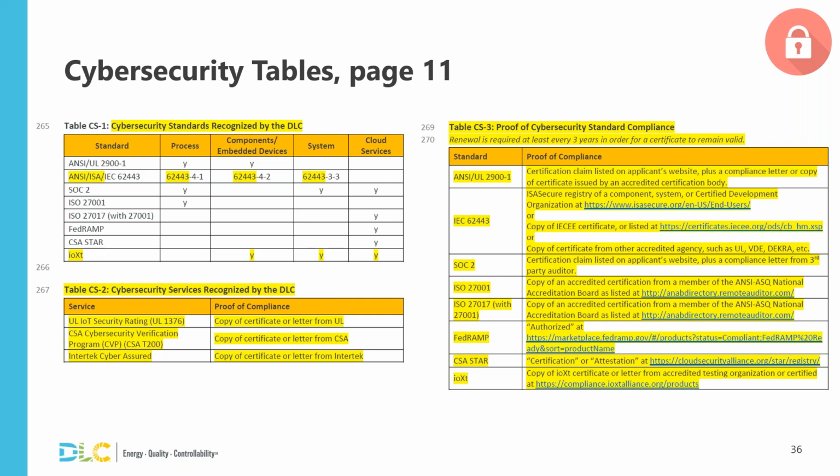This slide shows the 3 cybersecurity tables. Table CS1 is mostly the same as last year in the upper left corner, except for the addition of IOXT. Tables CS2 describing cybersecurity services and CS3 describing the documentation needs are new this year.